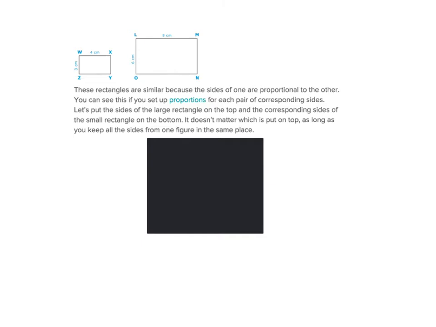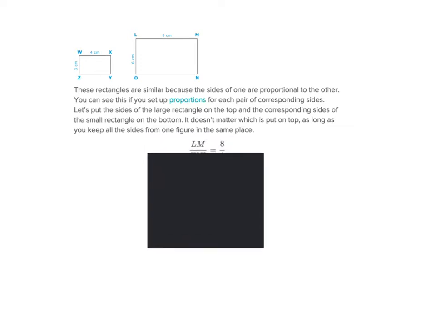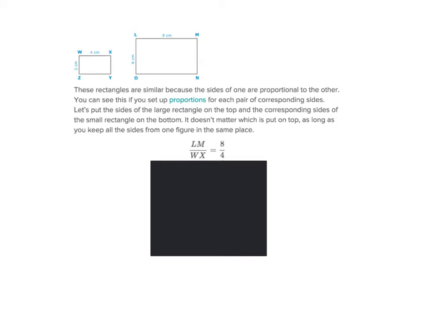So let's take a look at this problem. These rectangles are similar because the sides are proportional to each other. We can set up proportions to check this. So, for each pair of corresponding sides, we set up a proportion. So the first one would look like this. Side LM is 8 centimeters, and side WX is 4 centimeters. So that gives us the proportion here of 8 over 4. It's just like a ratio or a fraction.